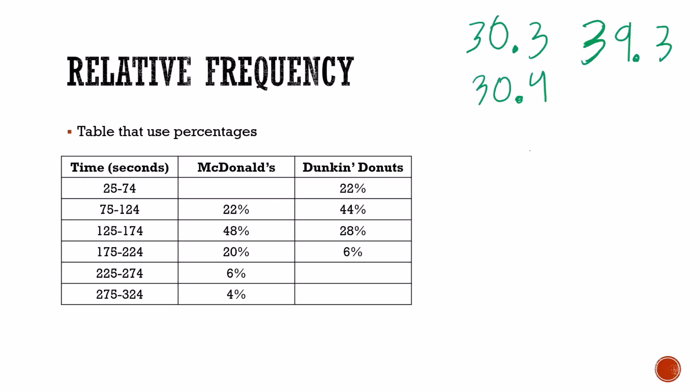Now, percentages can be useful because they allow you to compare. Suppose I have 100 cars at McDonald's, 150 at Dunkin' Donuts, right? I can't really compare how many are in each category because one of them just has more overall, right? But with the percentages, I can say, all right, it looks like it usually takes less time at Dunkin' Donuts, right?